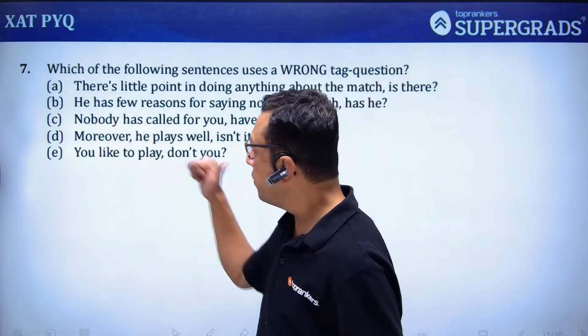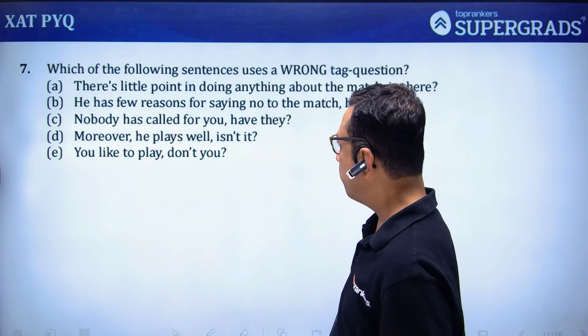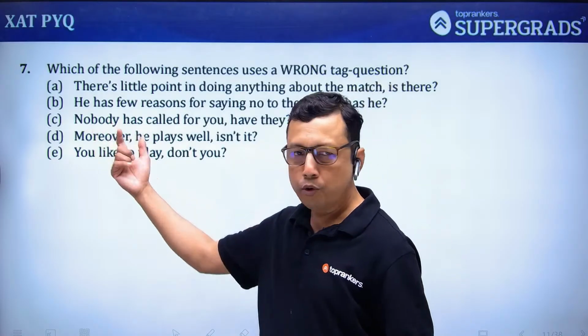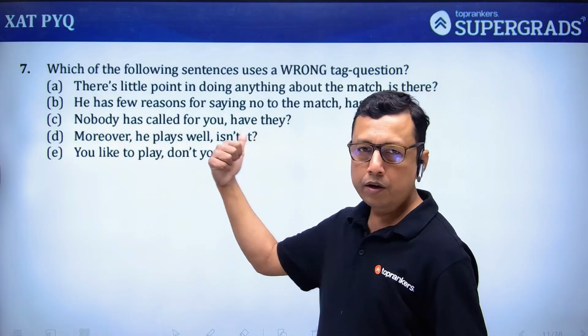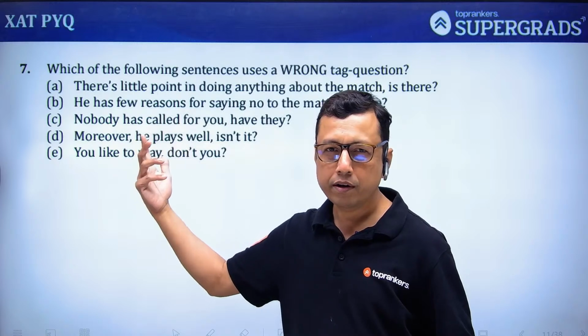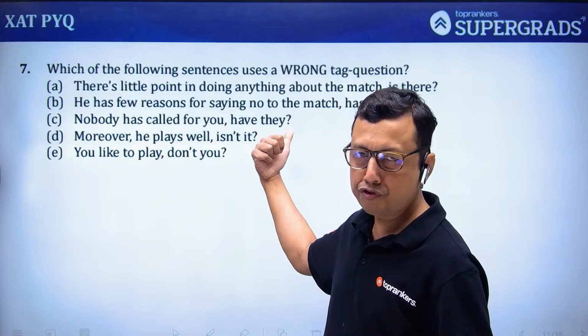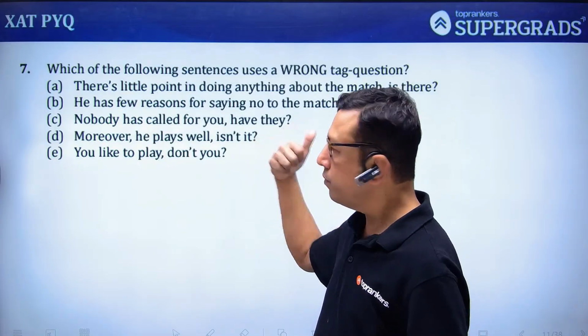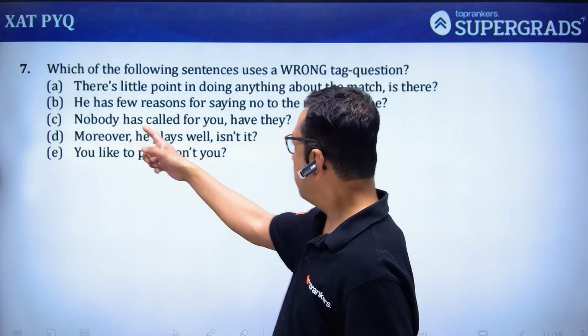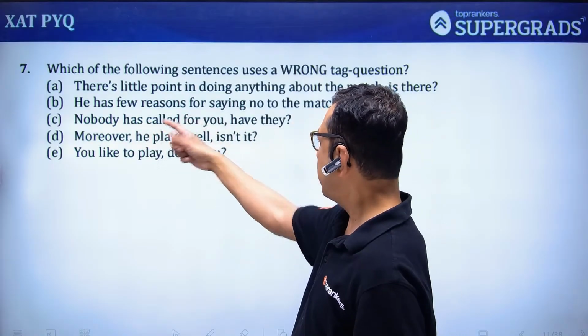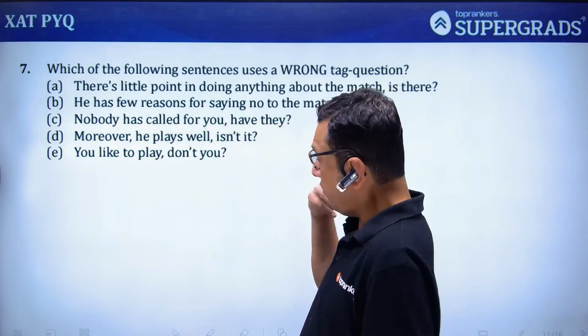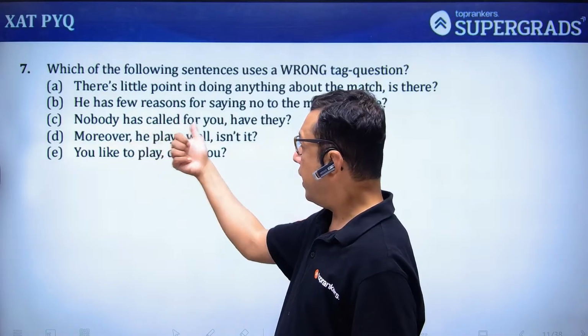Let's look at C. Nobody has called for you. Right. Nobody pronoun के लिए they आता है. Nobody, somebody, everyone, no one, ये जितने indefinite pronouns होते हैं उसके लिए they आता है. They is used, so this is correctly used. So nobody has come. So for has will become have for they. This is also correct.